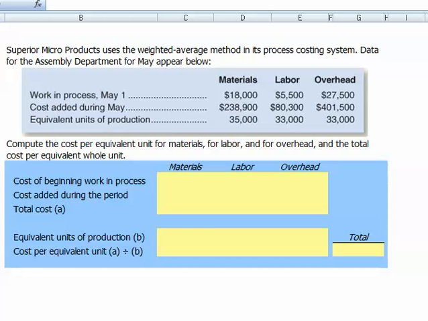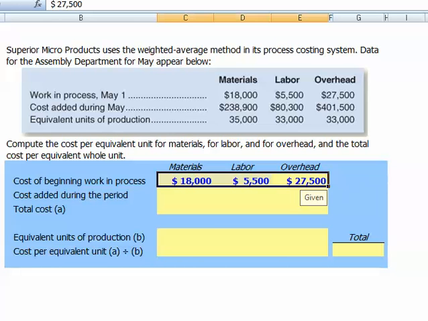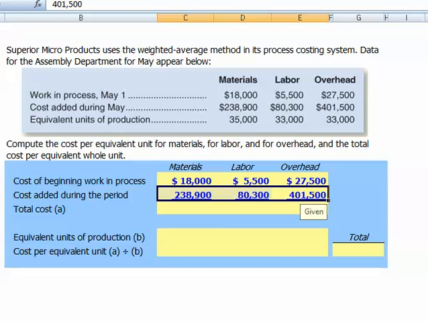Superior Microproducts uses the weighted average method in its process costing system. Data for the assembly department for May appear below. Let's compute the cost per equivalent unit for direct materials, for labor, and for overhead, and our total cost per equivalent whole unit. First, we're given our beginning cost in work in process for materials, labor, and overhead. Next, we want to add to that the costs that were added during the period, which again we are given as $238,900 for materials, $80,300 for labor, and $401,500 for overhead.